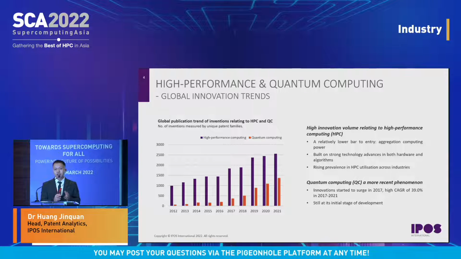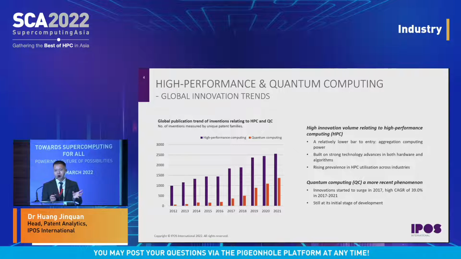And HPC innovations are also supported by advancement in both hardware and software. So when we talk about hardware, these days, the smallest feature size of a semiconductor chip is about 4 to 5 nanometers. When we talk about new, more advanced algorithms, we often talk about artificial intelligence, machine learning. So all these enable companies across different industries to use HPC for various purposes.